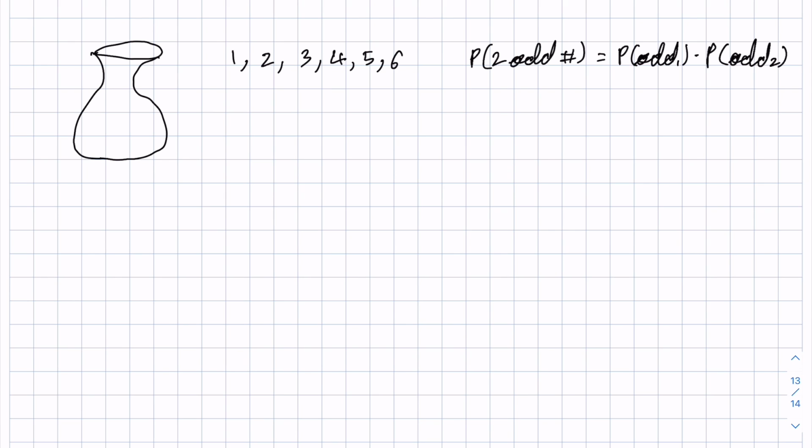But here's something different. When I pick the first ticket, I have to pick from these numbers, 1, 2, 3, 4, 5, 6. I'm going to write them here. That's fine. That's similar to our previous problem. We also picked from a number ranging from 1 to 6.